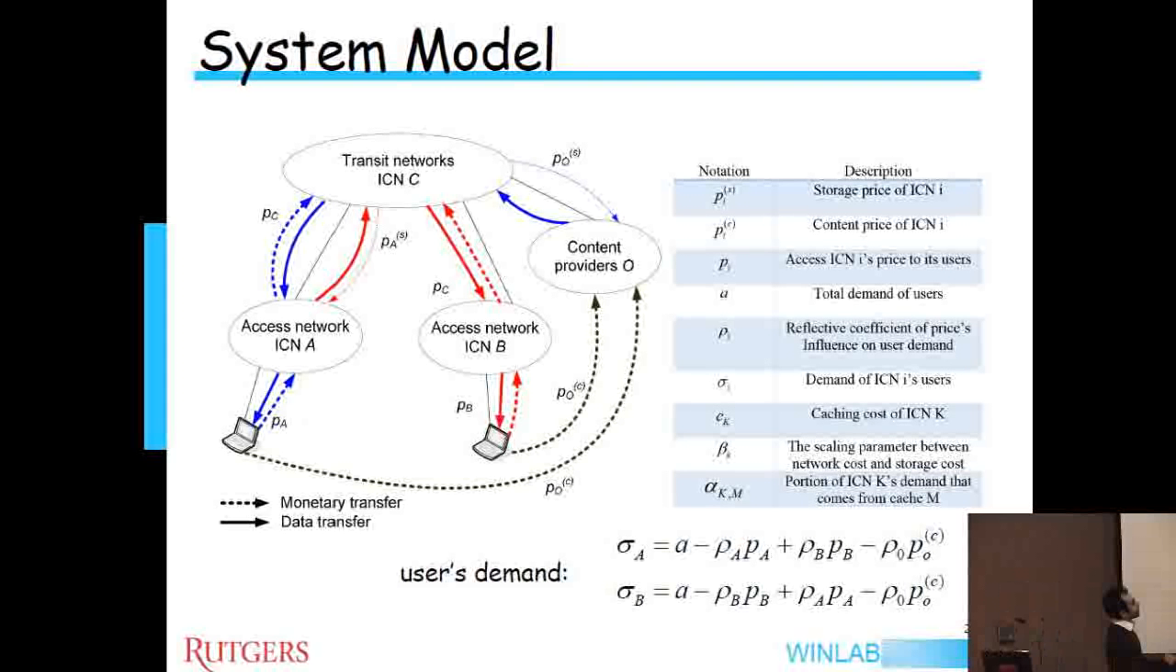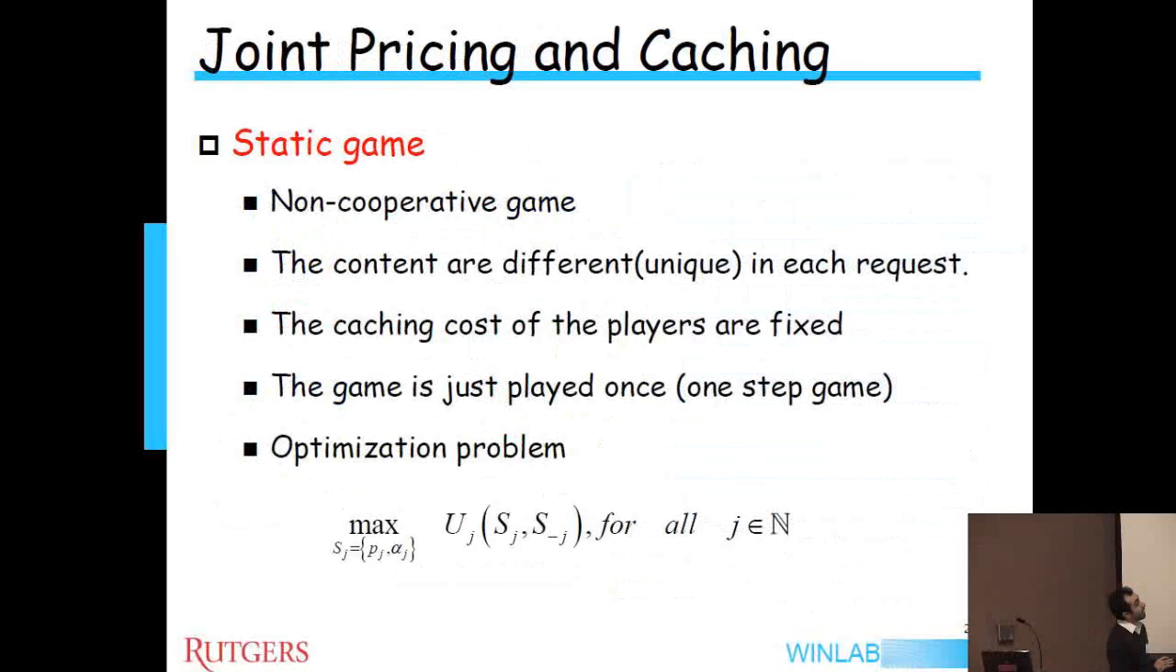As I told, the content in the game is different in each request. For example, none of the users would request a piece of content 2 times. And the optimization problem that we have here is to maximize the utility function for each player based on the setup strategy PJ and alpha J, that is pricing strategies and caching strategies, while the other players choose a strategy S minus J.